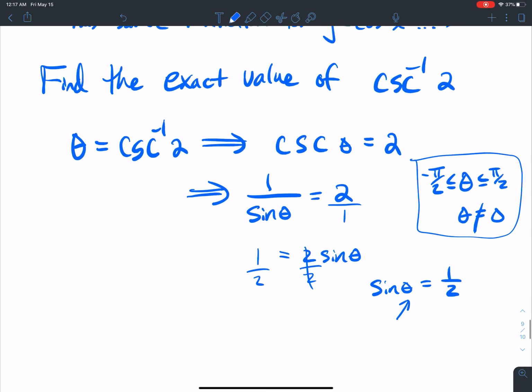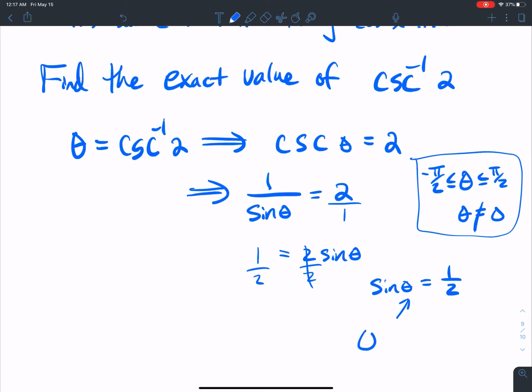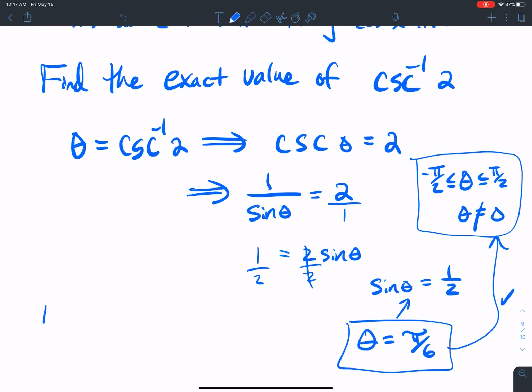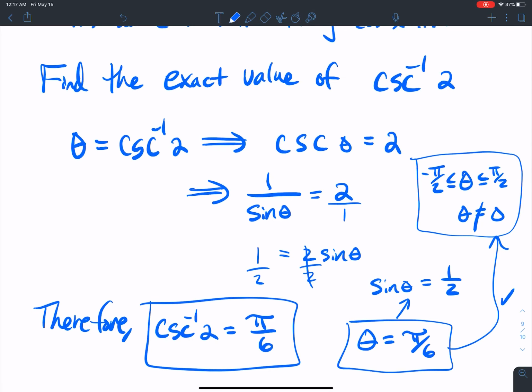What theta gives me 1/2? Well, if I plug in theta equal to pi over 6, which just so happens to satisfy that, then I get 1/2. Therefore, the cosecant inverse of 2 is equal to pi over 6. Okay?